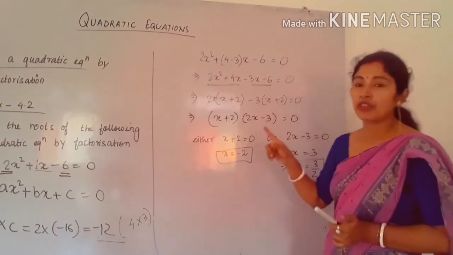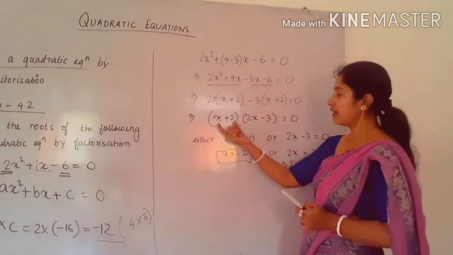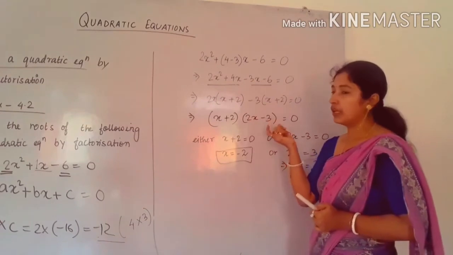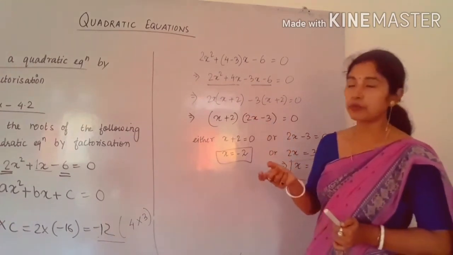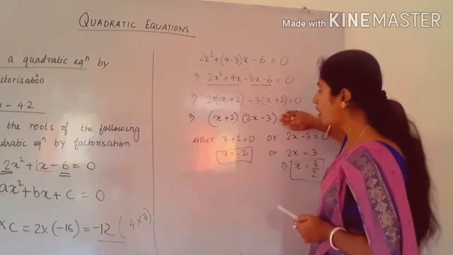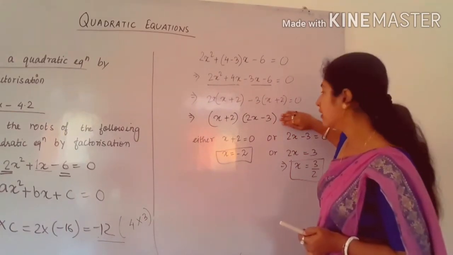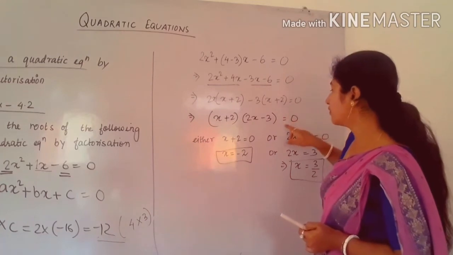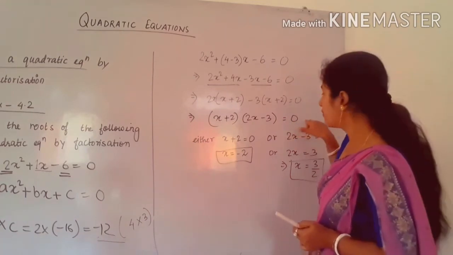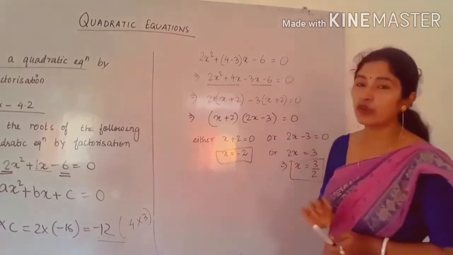So see here what we have to do in the next term. We can write the two factors like this. In class 10 also we have done middle term splitting, but we have to stop here because we did it in a quadratic polynomial. In that case we don't have the value equal to 0. So here we have it equal to 0. So what is the next step we have to write?